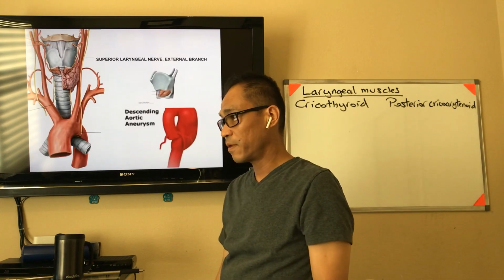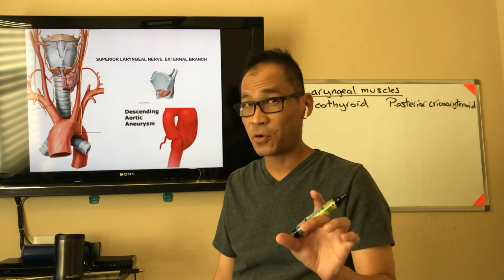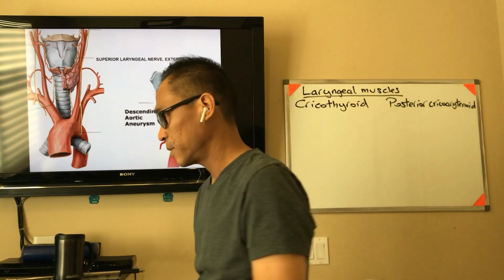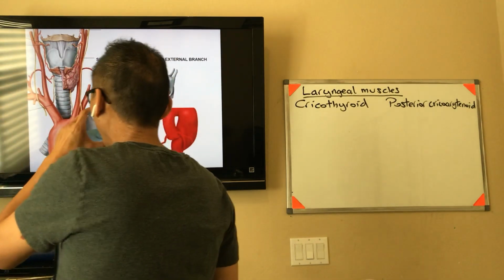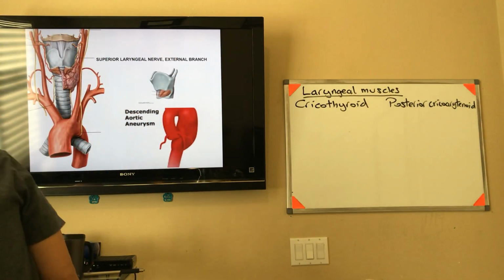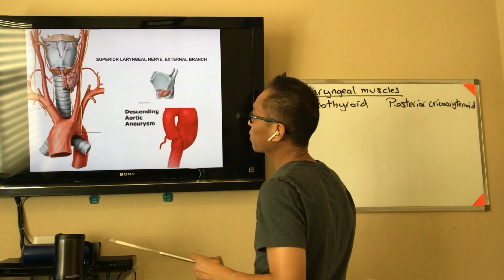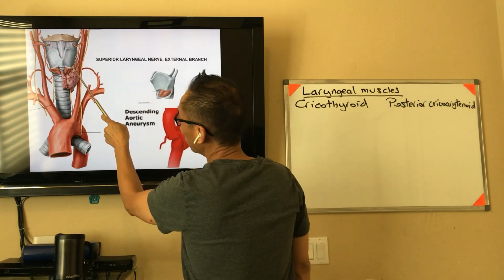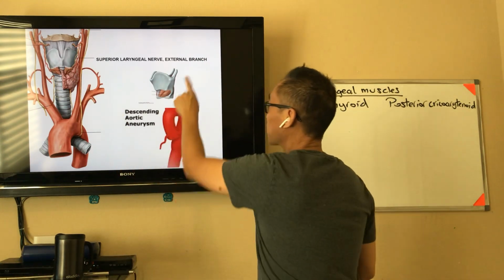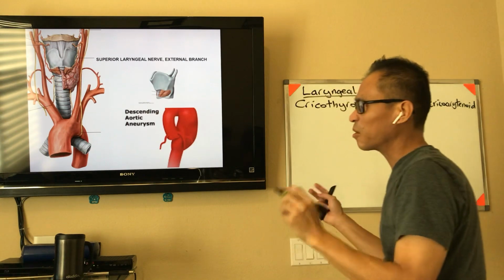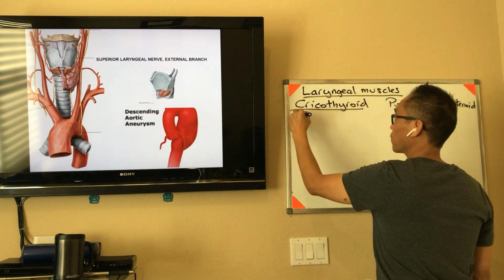And in terms of the innervation, these are all branches of vagus nerve, cranial nerve 10. The superior laryngeal nerve, right there, innervates cricothyroid. It's the external branch. You don't got to know that. Let's just call it superior laryngeal nerve. Know that it's a branch of the vagus nerve.